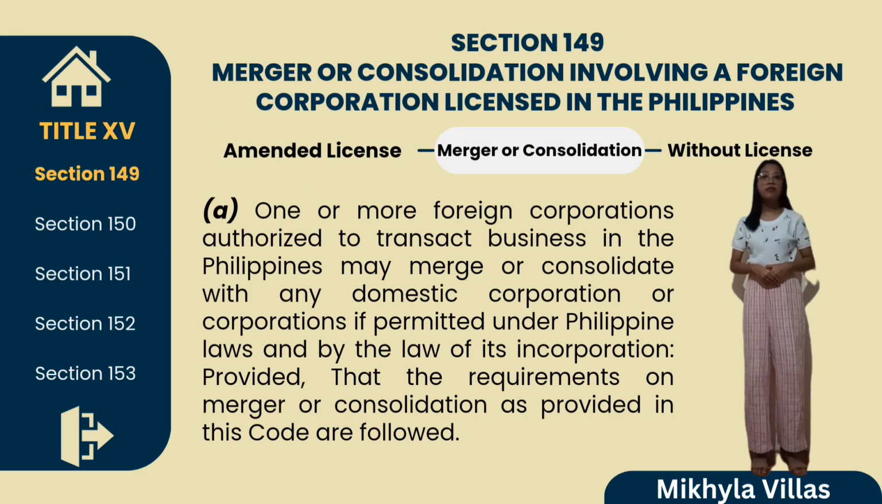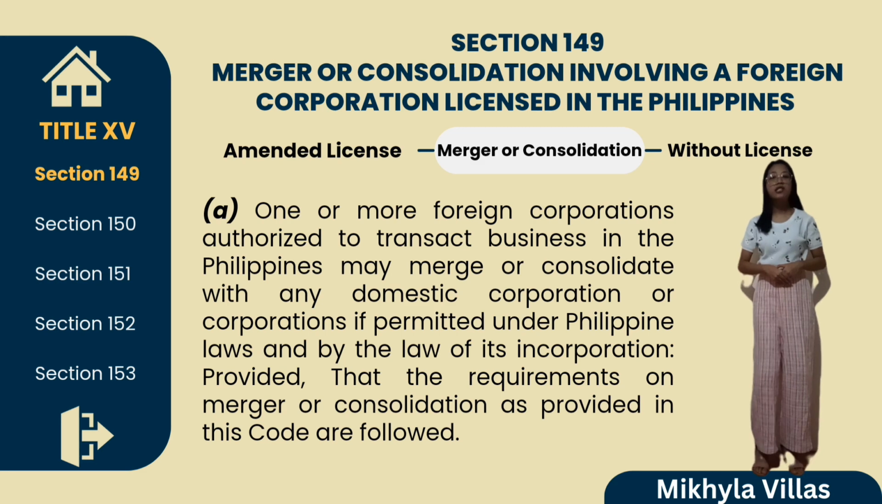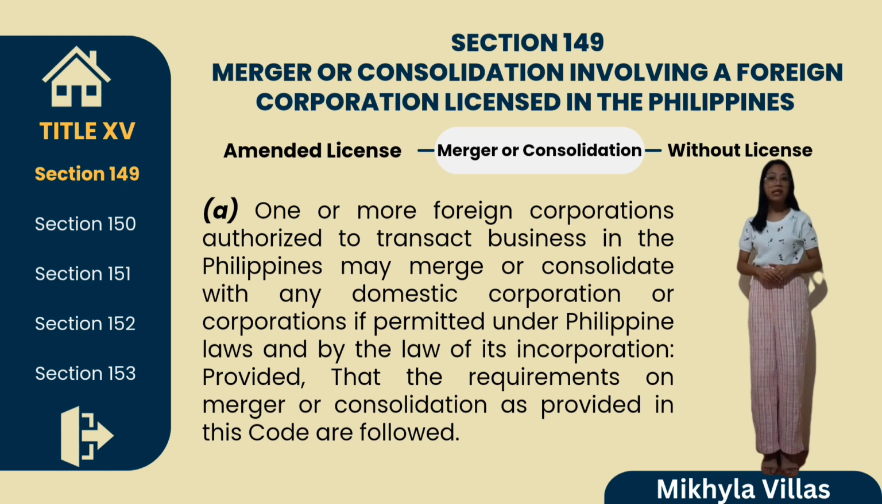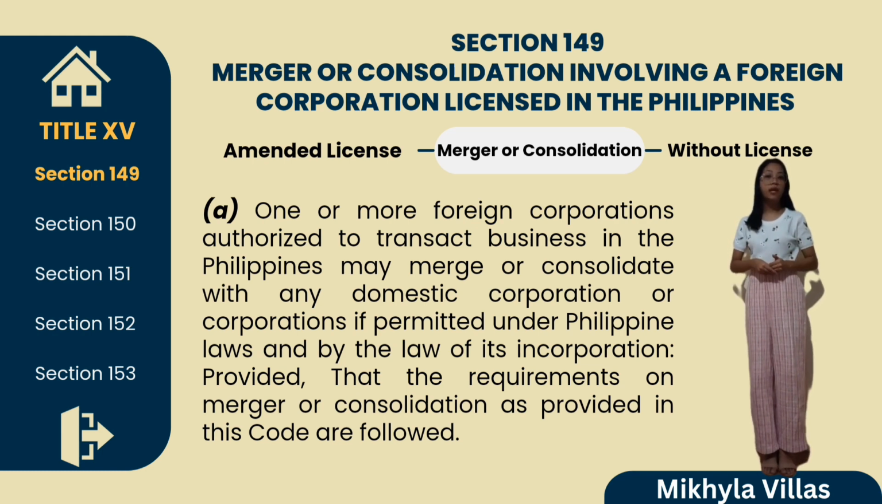Section 149 of the Revised Corporation Code of the Philippines pertains to the merger or consolidation involving a foreign corporation licensed in the Philippines. This section ensures that the Philippine government is kept informed about any changes in the corporate structure of a foreign corporation operating in the country, such as through merger or consolidation. It also provides a mechanism for foreign corporations to withdraw their license to operate in the Philippines in the event that they are absorbed by another corporation through a merger or consolidation. This is to ensure that the foreign corporation continues to operate within the bounds of Philippine law and regulations.